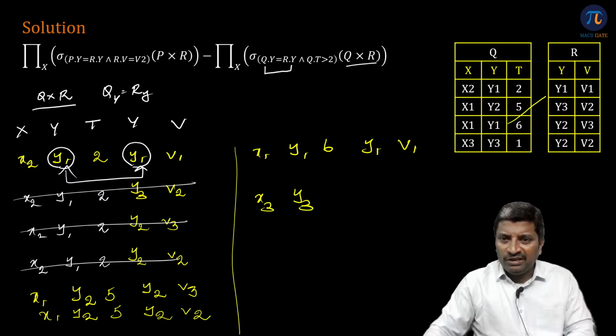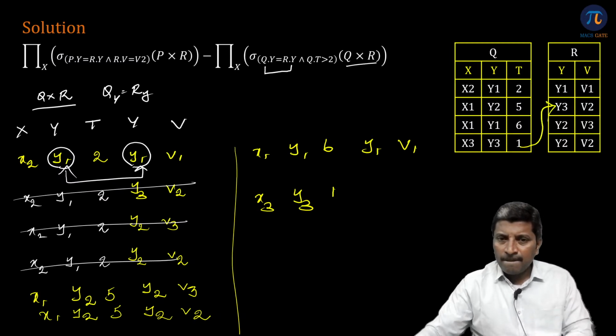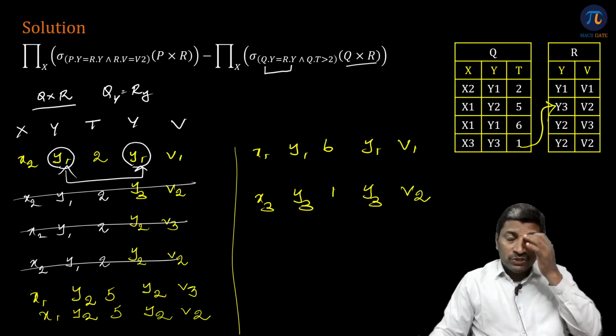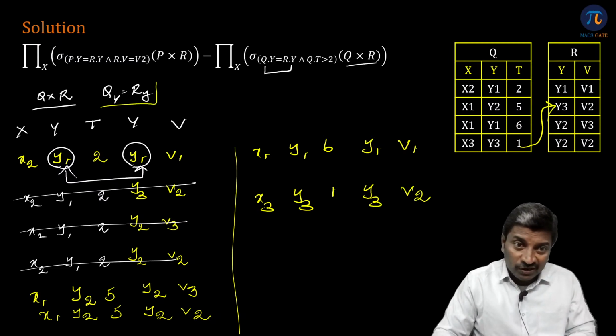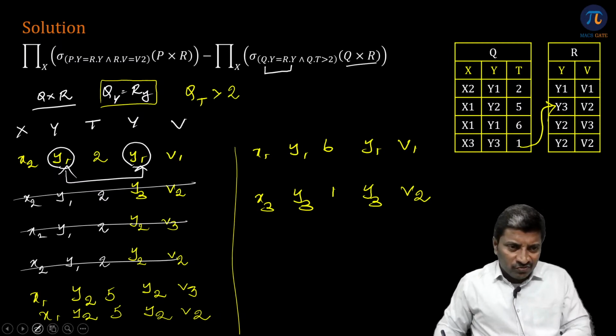What about the fourth record? X3, Y3, 1. Do you have any Y3? Yes. The second record matching, sir. That's it. Then we applied only one condition. What is the second condition, sir? The second condition is QT. QT must be greater than 2. So in this, what are the records with greater than 2 values, sir?